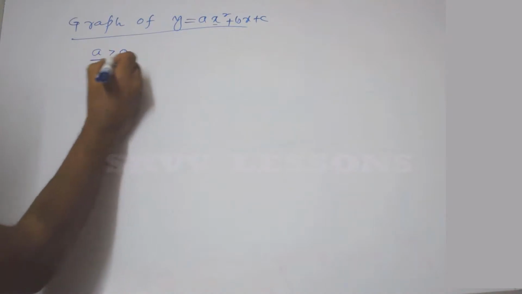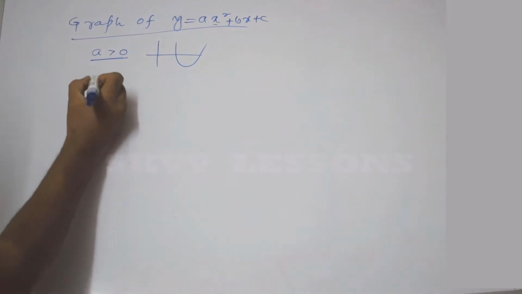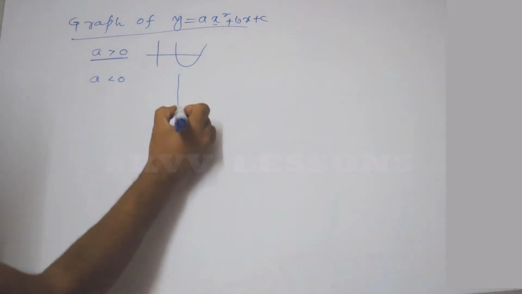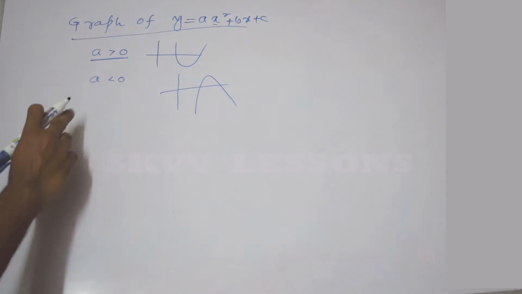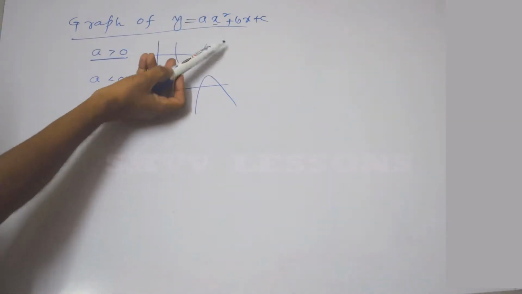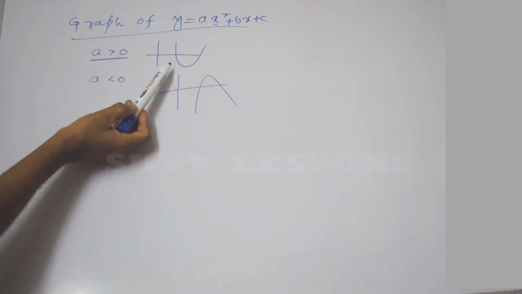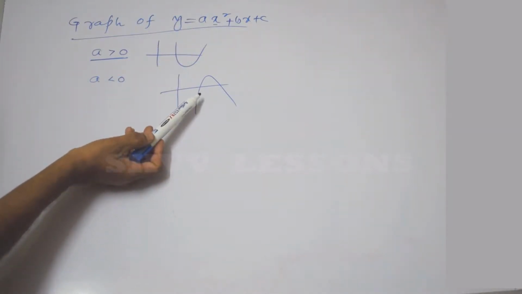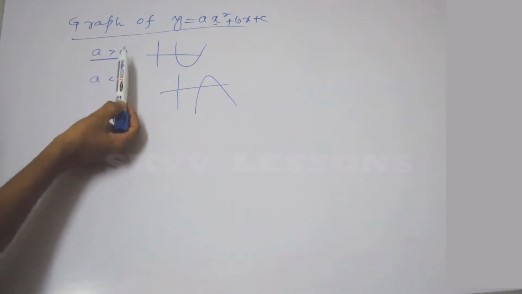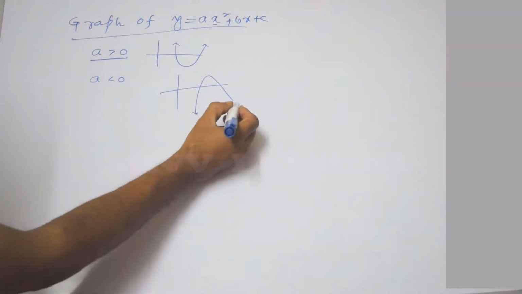Whenever a is positive, the parabola opens upwards. Whenever a is negative, the parabola opens downwards. Therefore, the direction of the parabola depends on the coefficient of x square, which here is a. If a is positive, the parabola opens upwards, and if a is negative, it opens downwards.